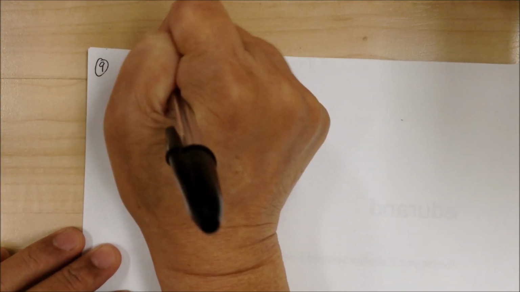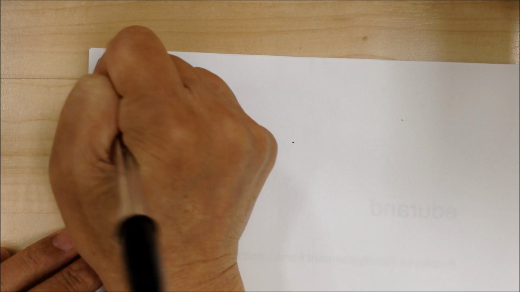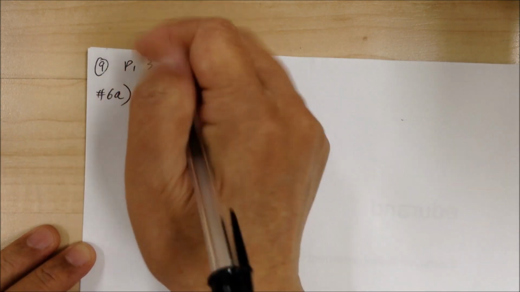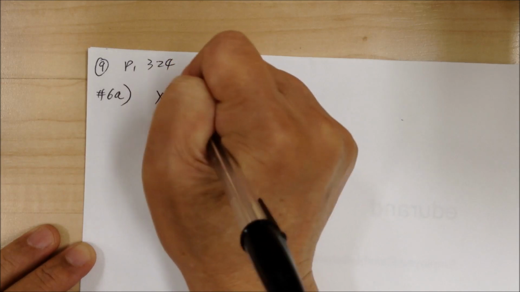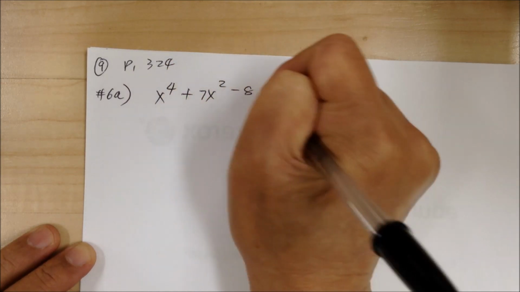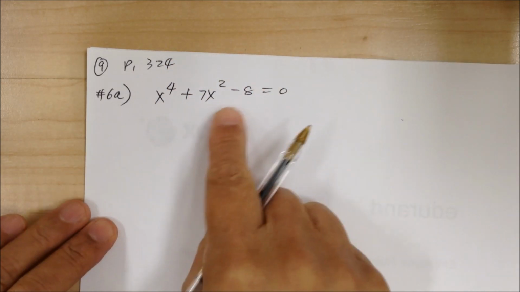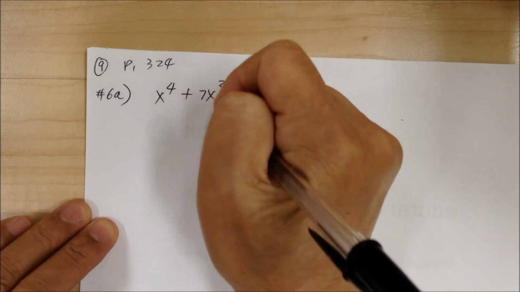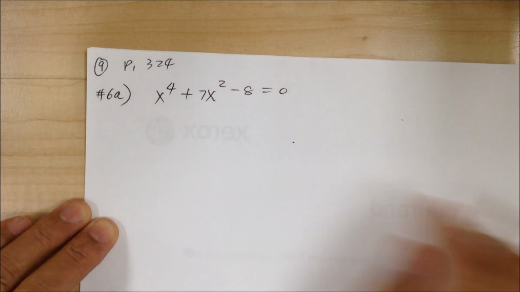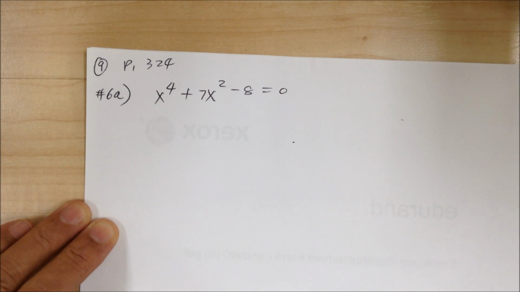Okay, number 9 is from page 324, and let's go and do number 6, and we're just going to do 6a. Okay, so you got x to the 4 plus 7x squared minus 8 equal to 0. When you have something that repeats or something that is a square of the other one, you can use a technique called substitution technique.